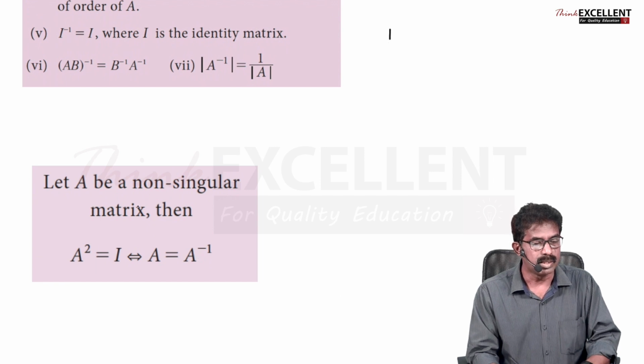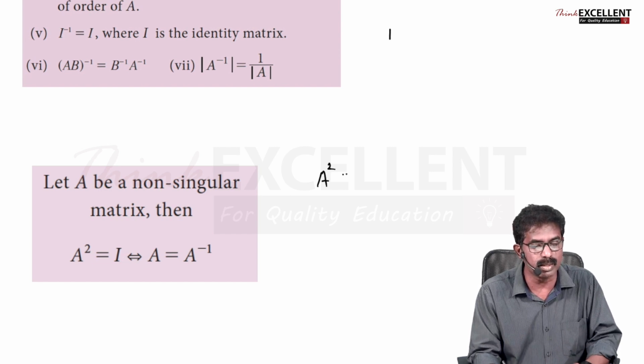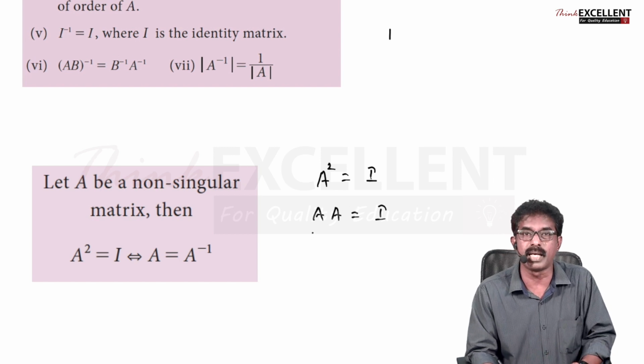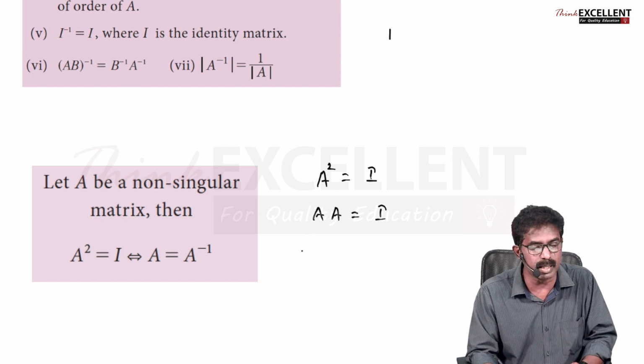Let A be a non-singular matrix. If A square equals I, then A's inverse is A itself. Listen, A square equal to I means A into A is equal to I. A square can be written as A into A. Both sides you multiply by A inverse. We have A into A equal to I.